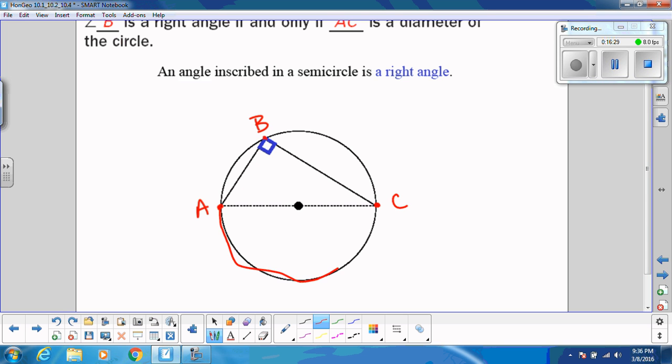What is this arc? What is this central angle right here? This central angle right here is 180 degrees, right? So then this semicircle is also 180 degrees. And that would mean that angle B is an inscribed angle, and that means that it's half of this intercepted arc. So half of that has to be 90 degrees.